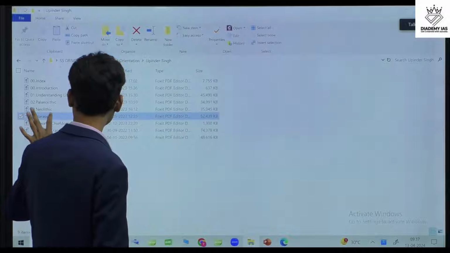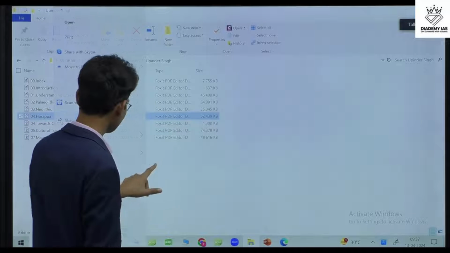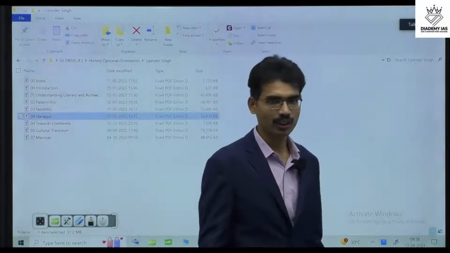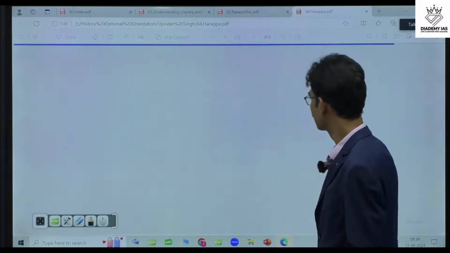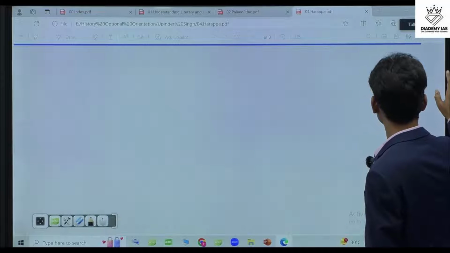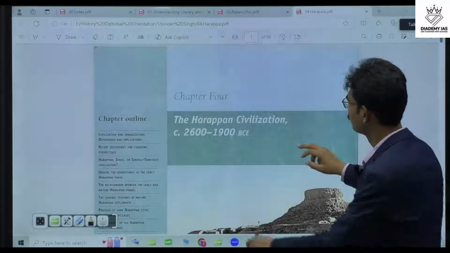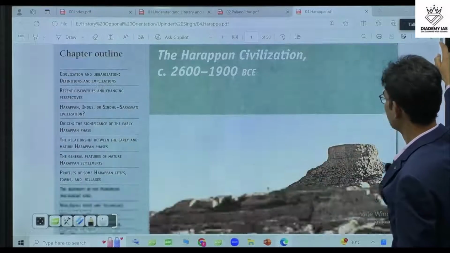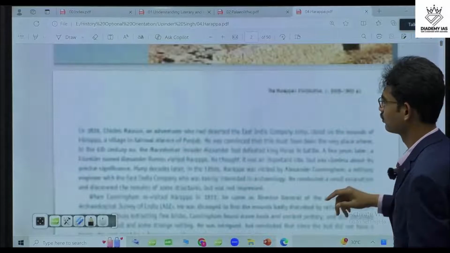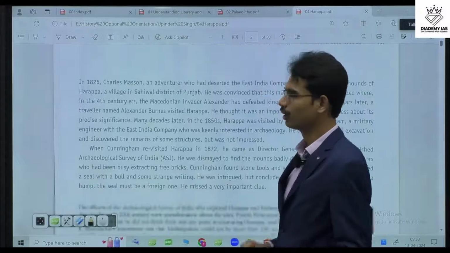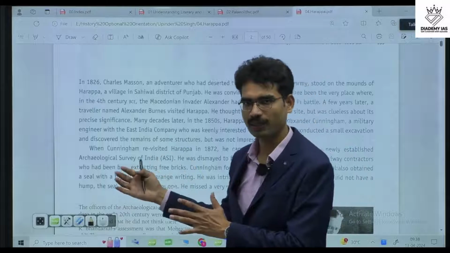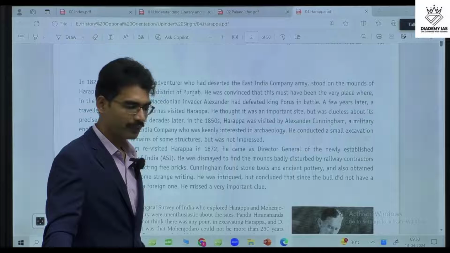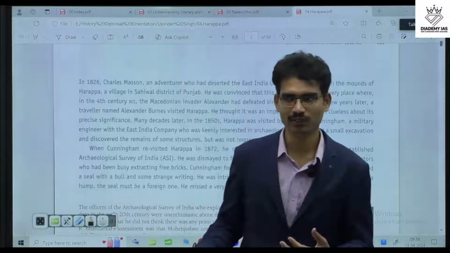Suppose let us go to Harappa. If we go to Harappa, it will explain. Next, it will set the stage. In the first paragraph of every chapter, you will find some kind of narration, in which context that chapter became very crucial in our history.